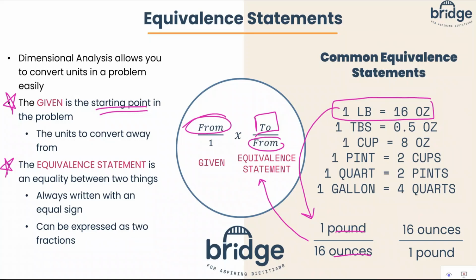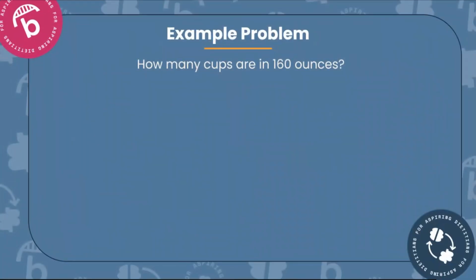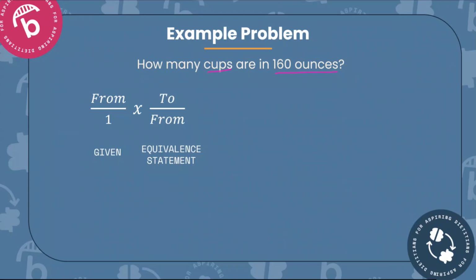So let's do some example problems, starting with that same problem I introduced before. How many cups are in 160 ounces? This is a dimensional analysis problem because we're converting from ounces into cups. All we need to do is change the units. And when we use dimensional analysis, we use this setup right here. Now we need to know the equivalence statement in between cups and ounces, and I'll tell you why.